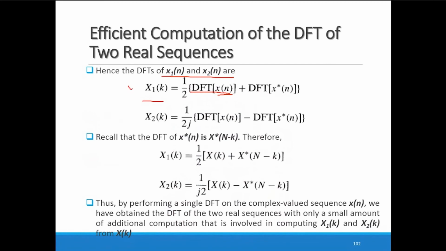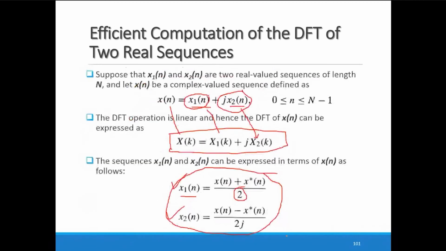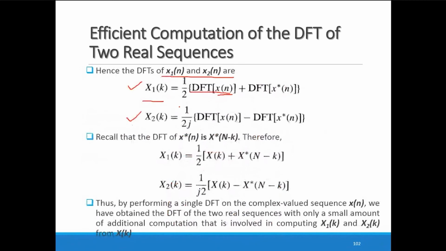Similarly, X2(k) is nothing but 1 upon 2j, as the denominator is 2j because this is the imaginary term, so here we are taking 2j in the denominator. So X2(k) is equal to 1 by 2j, DFT of x(n) minus DFT of complex conjugate of x(n). Similarly, we can say that the DFT of complex conjugate of x(n) will be X*(N minus k). So we are replacing this term with this one.